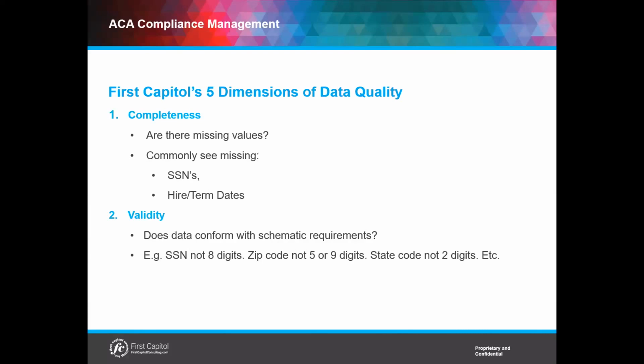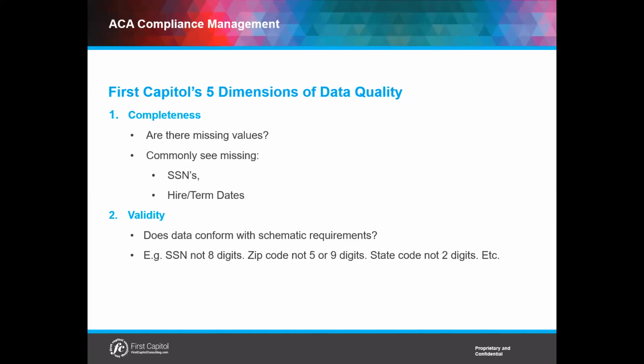So when we think of completeness, this is perhaps the simplest of the dimensions. Are there missing values, right? If there's missing values, that's going to create critical issues. But oftentimes, for whatever reason, these things aren't checked for. So are we missing social security numbers for employees? Are we missing hire and termination dates? Are we missing rates of pay that are critical for performing affordability calculations? So that's completeness, very simple.